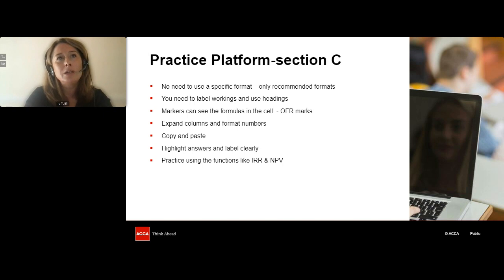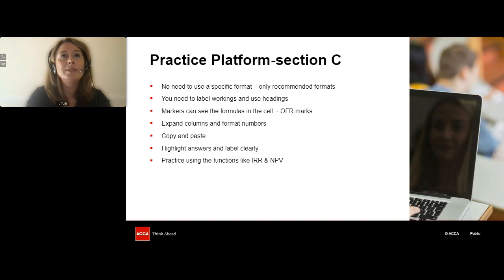You need to make sure you label your workings and use headings. I need to be able to see when I'm marking what that number means, okay? And what the area of the workings are for. Markers can see the formulas in the cell, so there's no need to write out a formula, for instance, for inventory days. The examiner knows the formula. You need to just show in the cell inventory days as being inventory divided by cost of sales times 365 or 360.